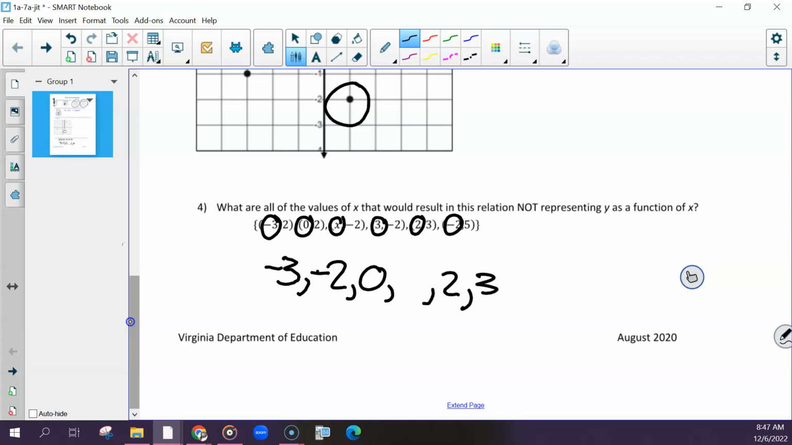Yeah. You could put them in the order that they're listed, or put them in least to greatest, either or.